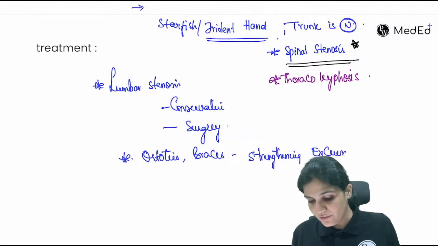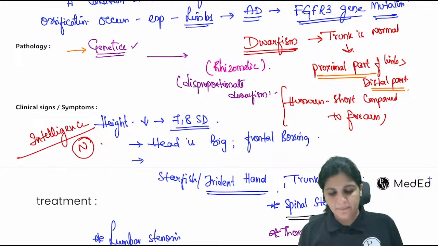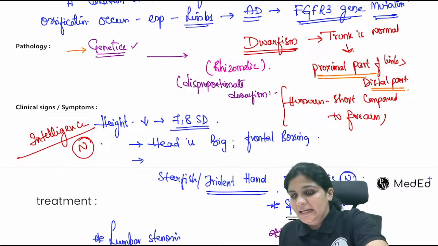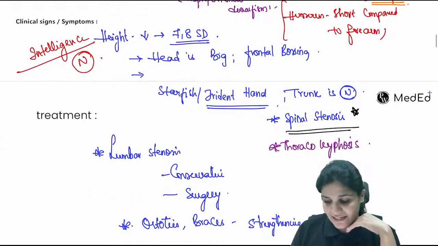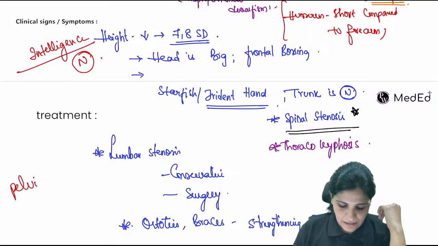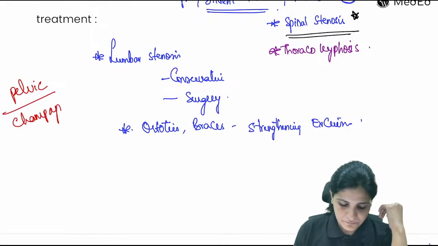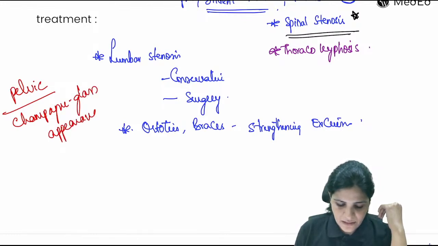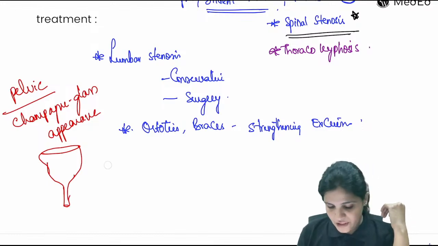And not to forget that the intelligence is normal. Intelligence of these people is normal. So you can have a few important things like, as Kalai mentioned, it could be a champagne glass appearance in case of your pelvis, and a bullet vertebrae. So pelvis will be the champagne glass appearance. So something like this, right? And the bullet shaped vertebrae.